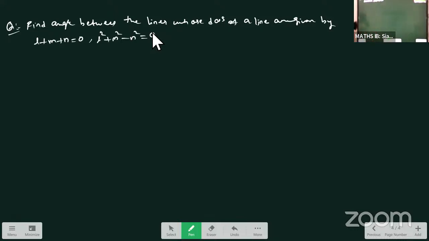Here also two different types of equations are given. He is asking to find the angle between the lines. Almost 80% of the process is the same as the previous question. Only at the end we have to apply the angle formula.